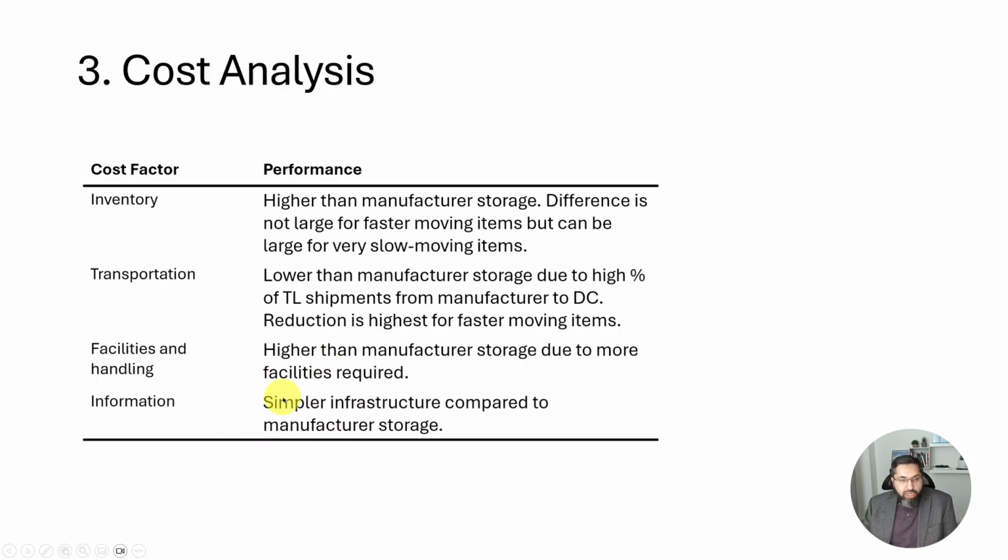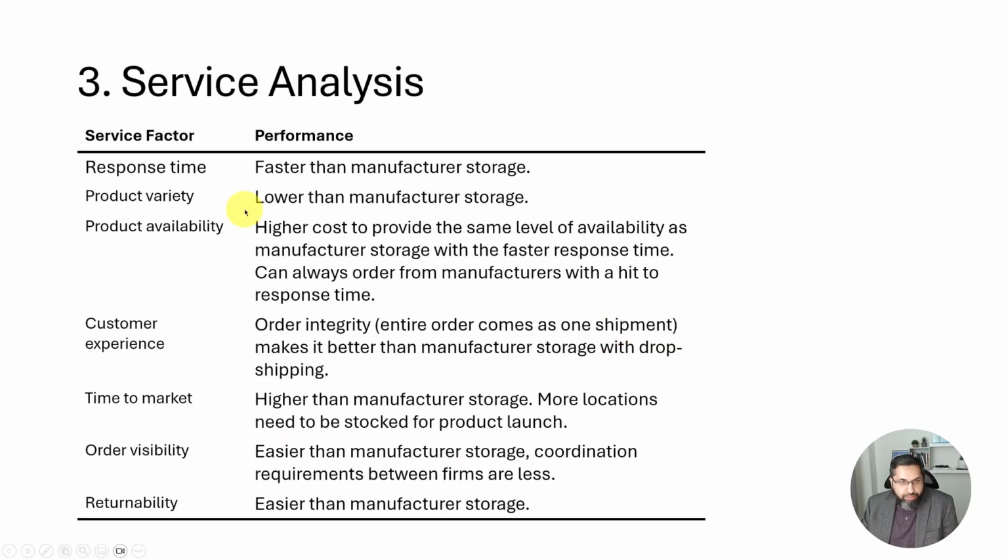And because most of the items you're shipping to the customer are already in a distribution center, you don't need to coordinate shipments from multiple manufacturers to put together a customer order. So it's a little bit of a simpler coordination task. But you'll still need customer order tracking options and some IT systems for the customers to pass on the order to you and for you to track the order. Response time is going to be faster.